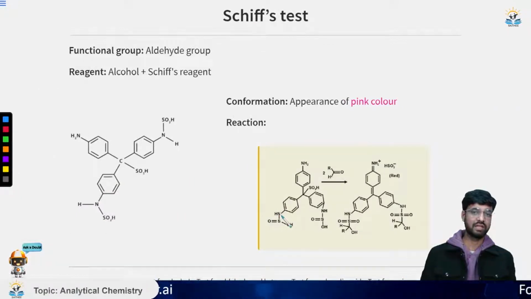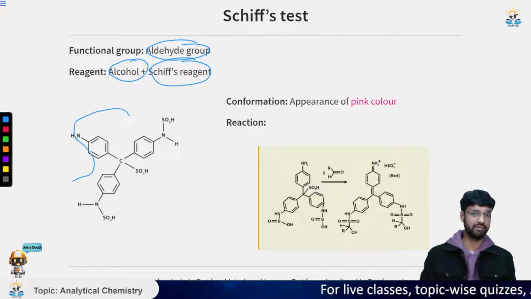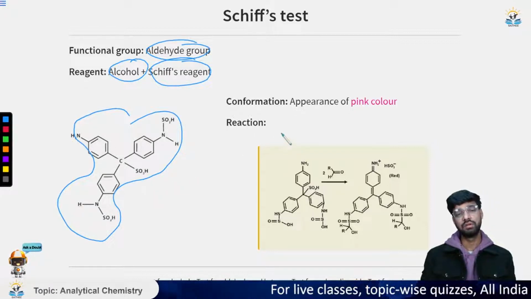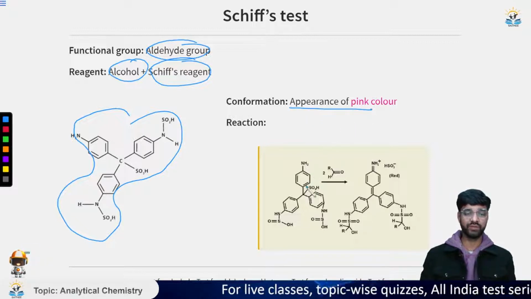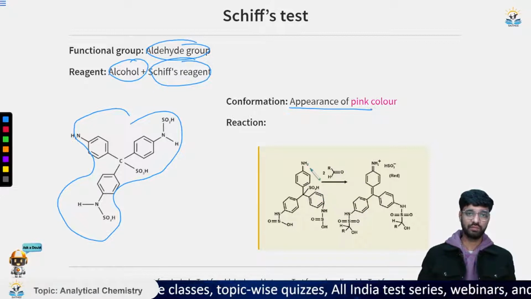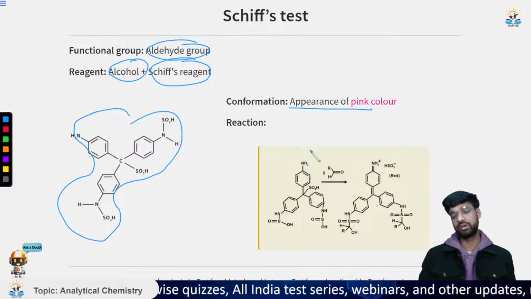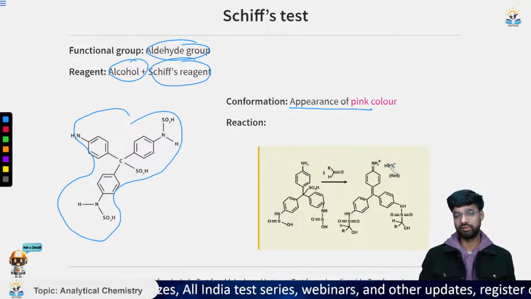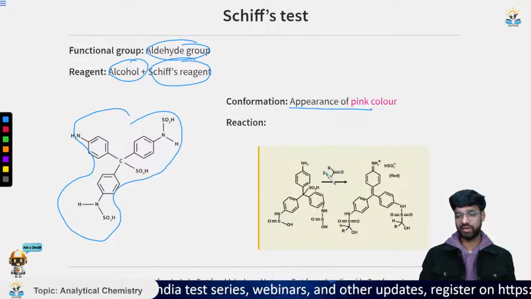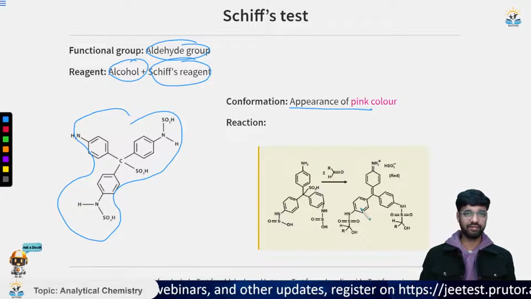Now we will move to the last of the aldehyde tests, which is Schiff's test. What is Schiff's test? We treat the aldehyde group with alcohol plus Schiff's reagent. This is the structure of Schiff's reagent. It is an organic compound, and the appearance of pink color indicates that we do have an aldehyde. The basic rearrangement in this reaction is that this compound goes from the benzenoid form to the quinoid form upon treatment with this aldehyde. So this is what we have for the aldehyde.